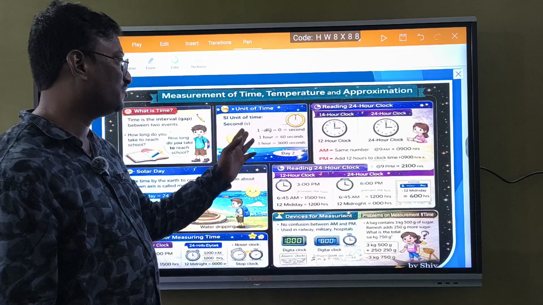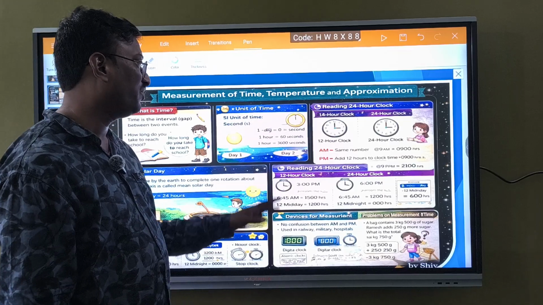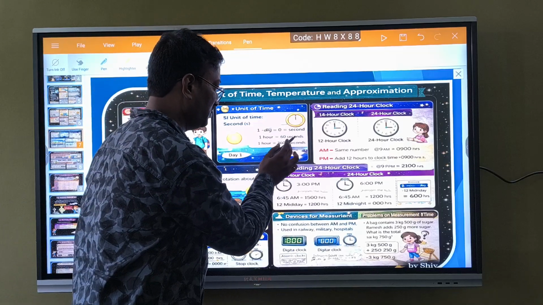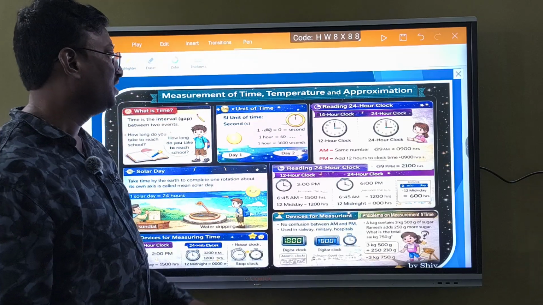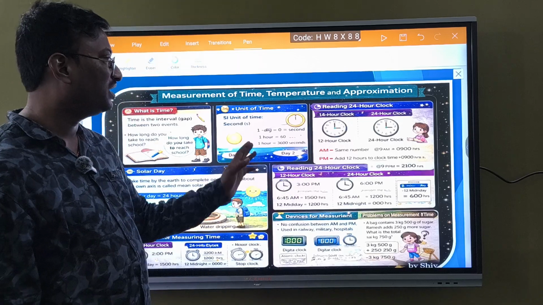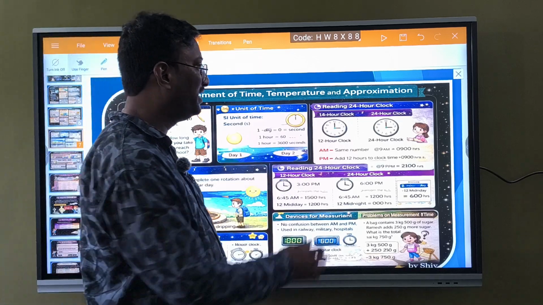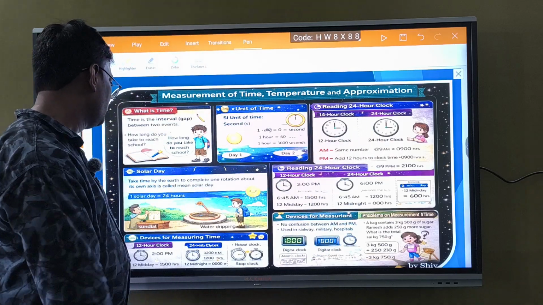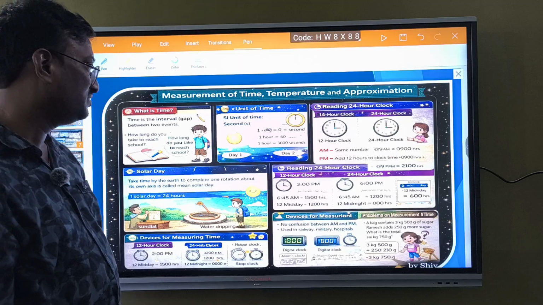1 hour is equal to 60 minutes and 1 minute is equal to 60 seconds, and 1 hour is equal to 3600 seconds. Reading the 24-hour clock and 12-hour clock I have mentioned already. Solar day we have discussed.